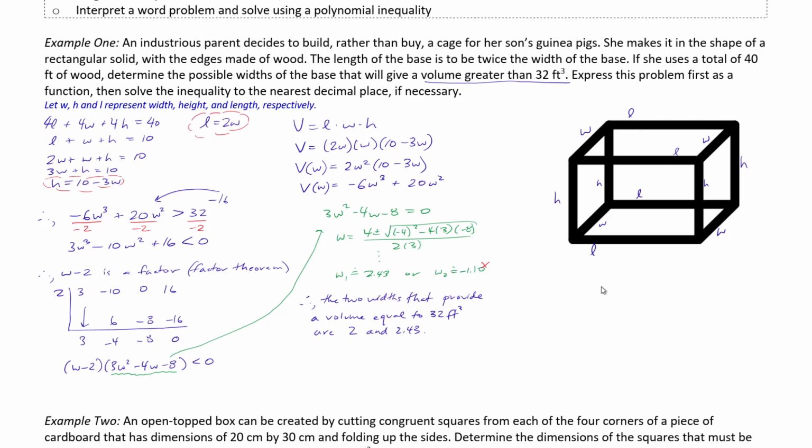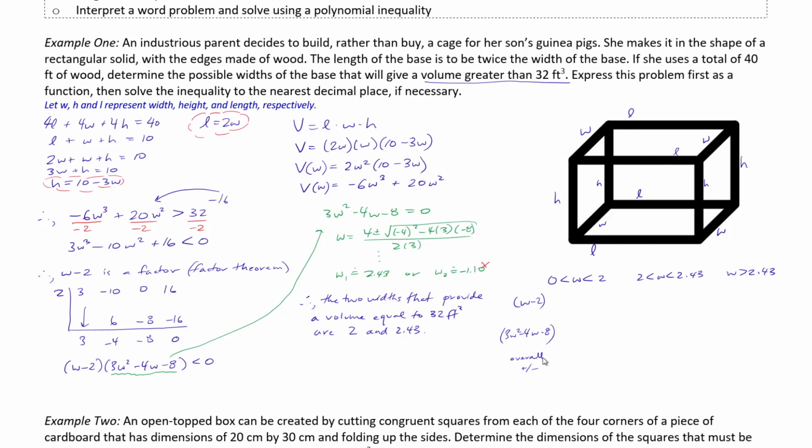So I have to do an interval chart just as we've seen in the past. So zero, W, and 2, then between 2 and 2.43, and then widths greater than 2.43. So as a result, I'm going to create my two factors here, W minus 2, and then also 3W squared minus 4W minus 8. And then I'm going to look at overall positive and negative.